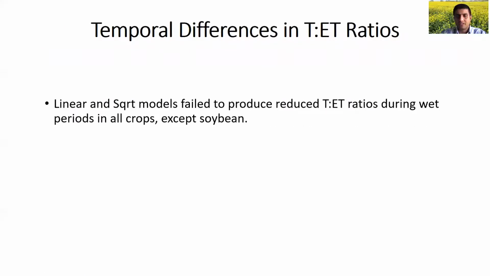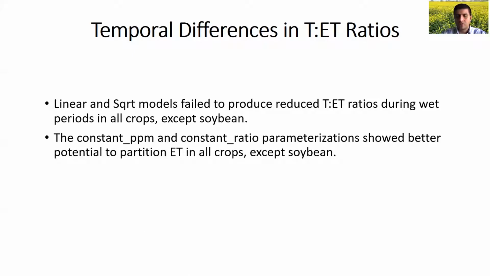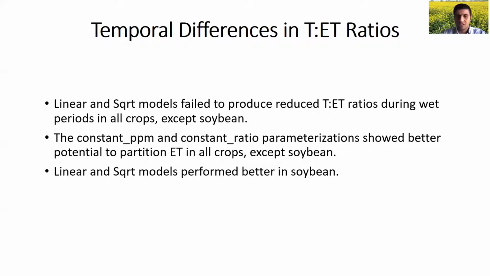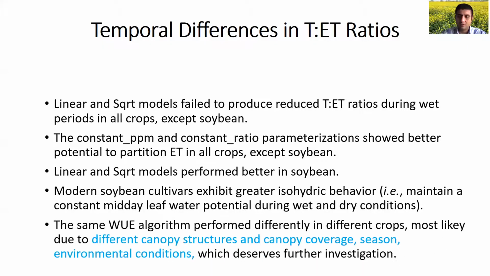When we looked at temporal differences in T and ET ratios during wet and dry periods, linear and square root models failed to produce reduced T and ET ratios during wet periods in all crops except soybean. The constant ppm and constant ratio models showed better potential to partition ET in all crops except soybean. In soybean, linear and square root models performed better. Probably the reason is that modern soybean cultivars exhibit greater isohydric behavior. That means they maintain a constant midday leaf water potential during wet and dry conditions. That could be the reason that soybean behaved differently than other crops.